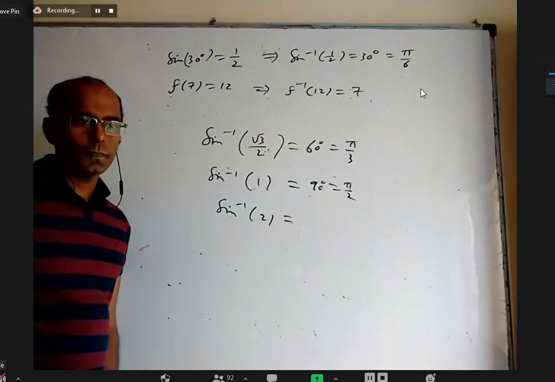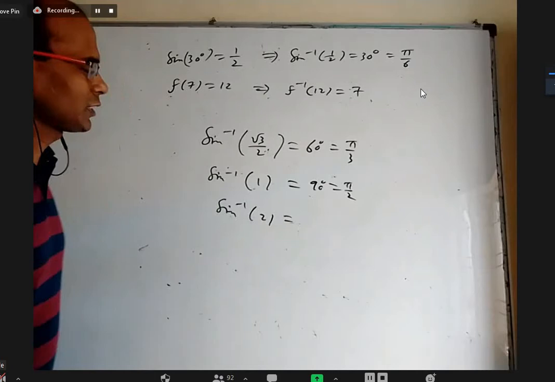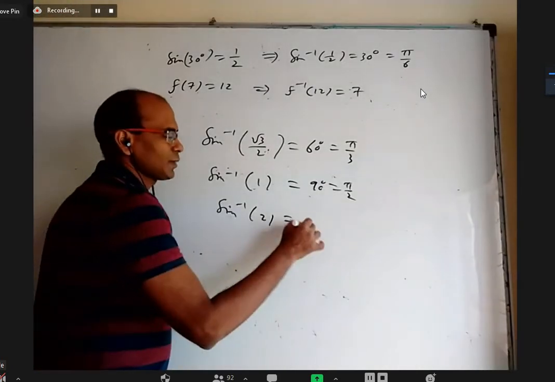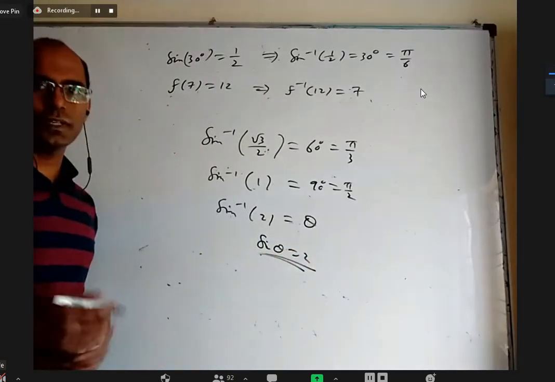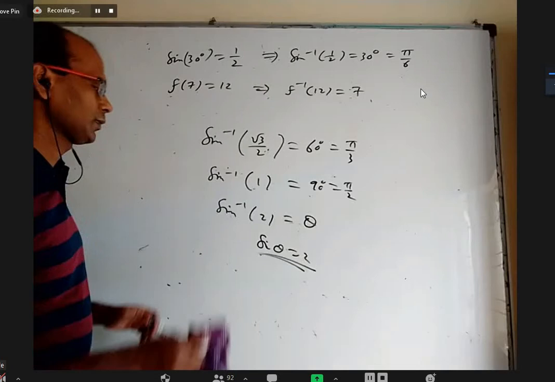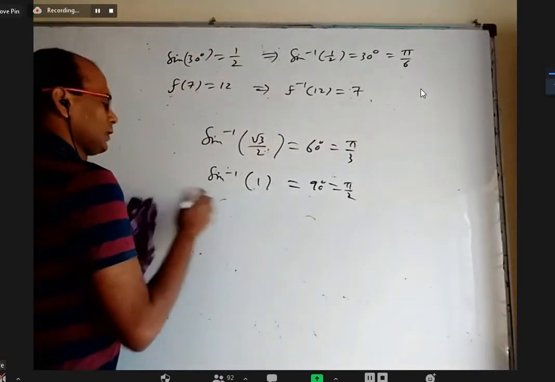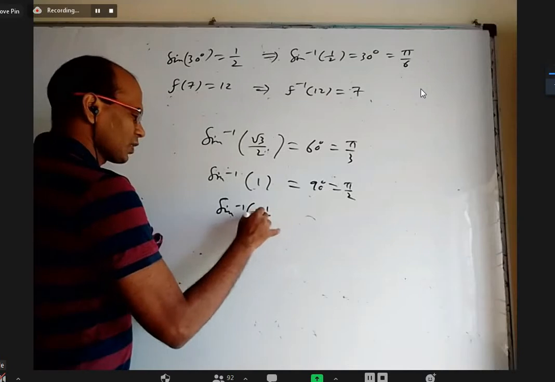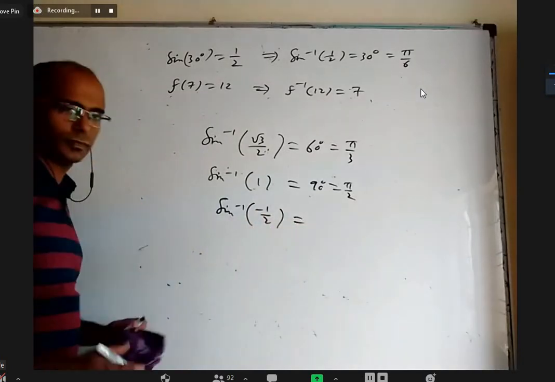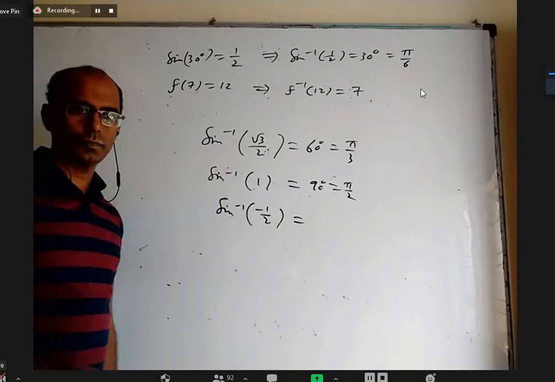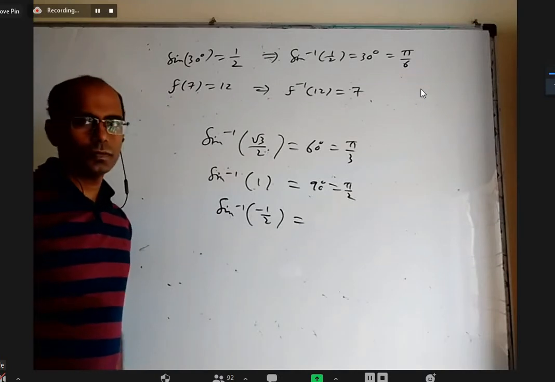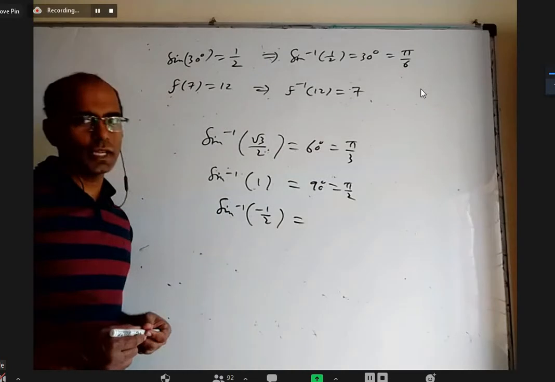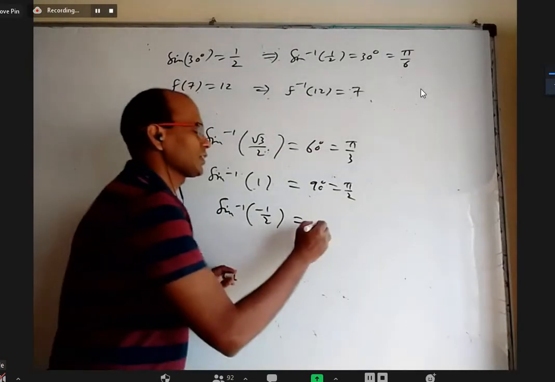No such value. So the question is wrong. Because if the answer is some theta, then sine theta should be equal to 2. But there is no theta where sine theta can be 2. Right? Okay. Sine inverse minus 1 by 2, what is the answer? You can say 210, you can say 330, you can say minus 30 degrees also.